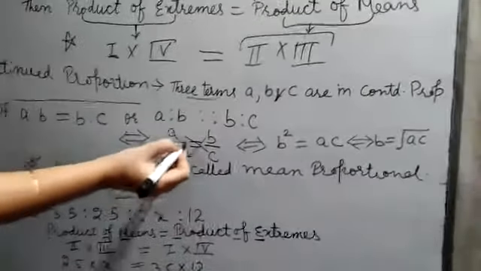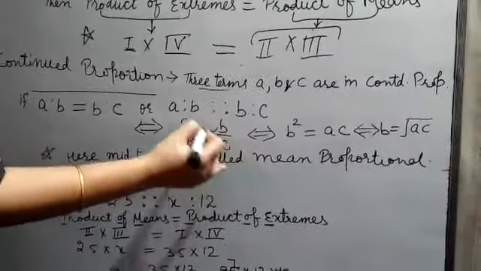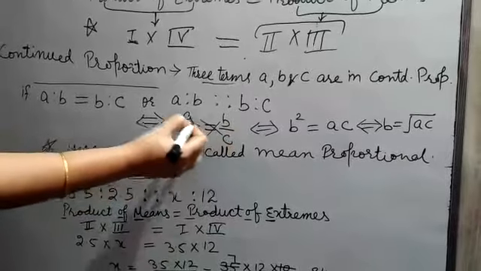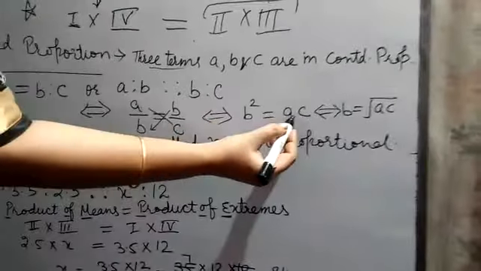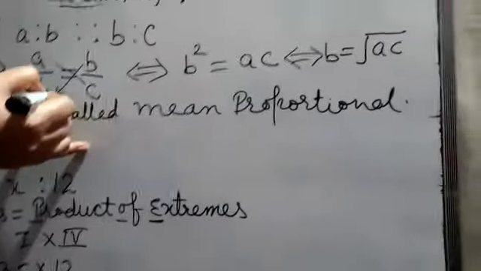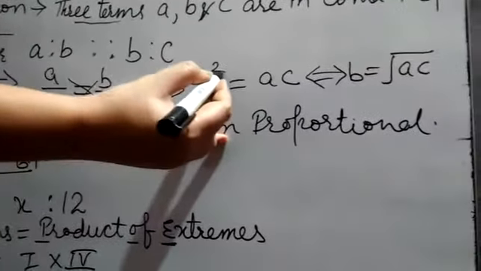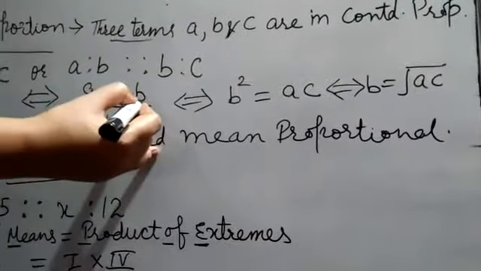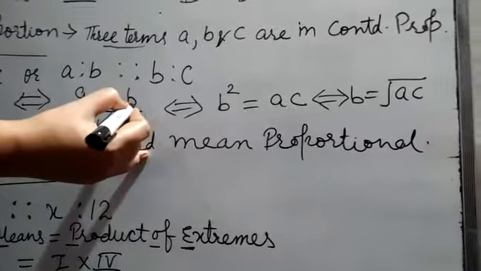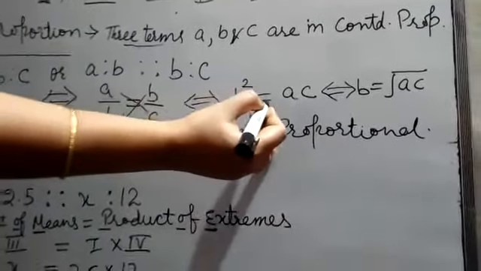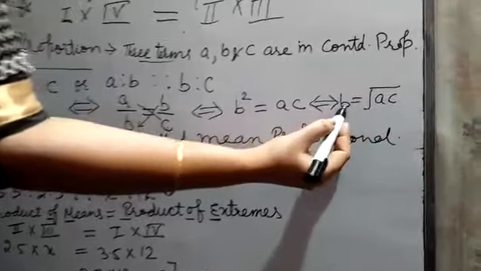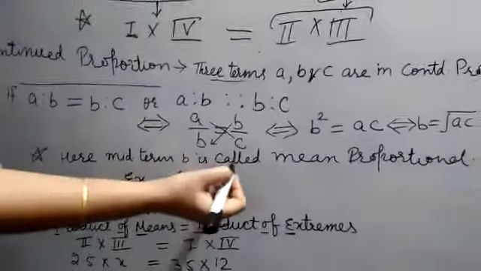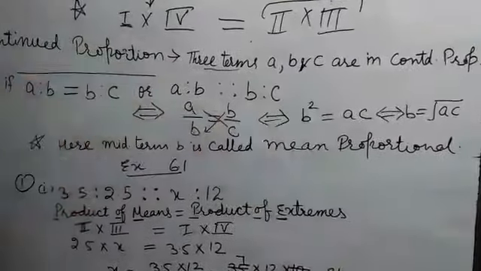Or A over B is equal to B over C, cross multiplying. Here you get product of ends, product of extremes, that is A times C. When you multiply the means, you get here B square. It means B is the middle value. So what we got? B square equal to AC, that is B equal to under root AC. As B is the middle value, the middle term B is called mean proportional.